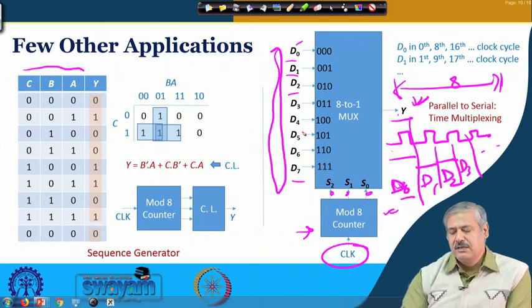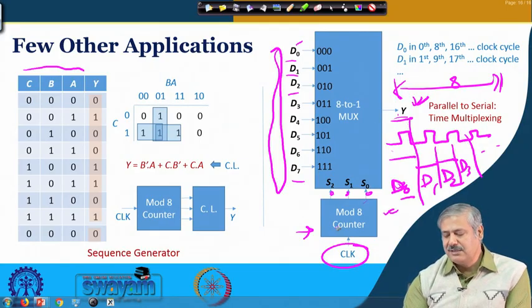So, if it is 16 to 1, with 16 such parallel data to be read by one output line at different points of time, then this will be a 16 to 1 multiplexer, and then it will be a mod 16 counter, isn't it. So, you just need an extension of that.